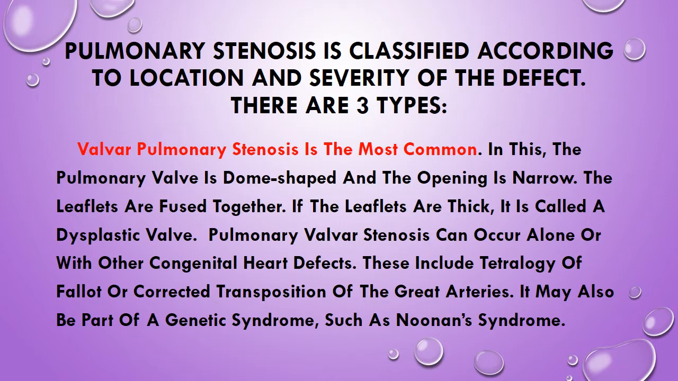The heart defect could be tetralogy of Fallot or corrected transposition of the great arteries, or it may also be a part of a genetic syndrome such as Noonan syndrome. Noonan syndrome is a genetic disorder that prevents normal development in various parts of the body, and these people usually have unusual facial characteristics, short stature and heart defects, and may have other health problems.